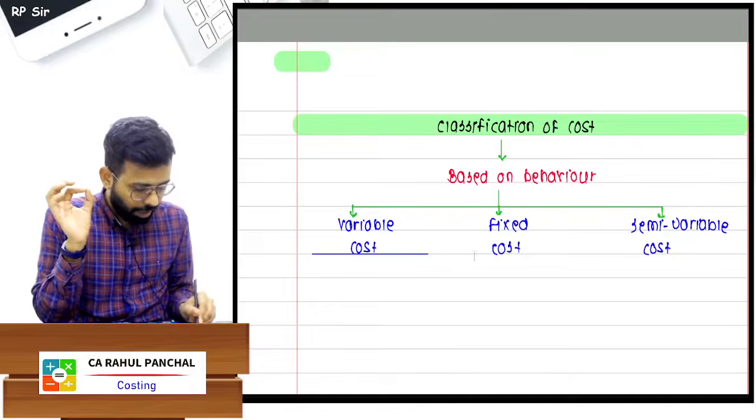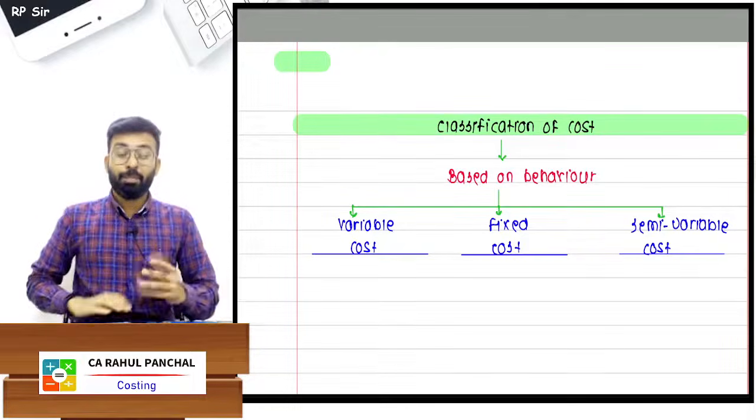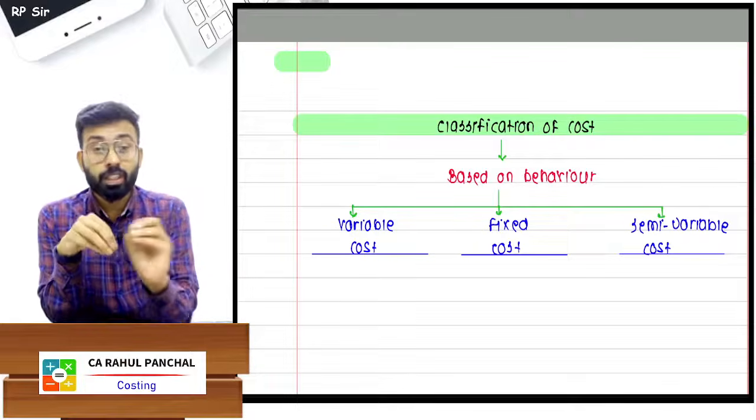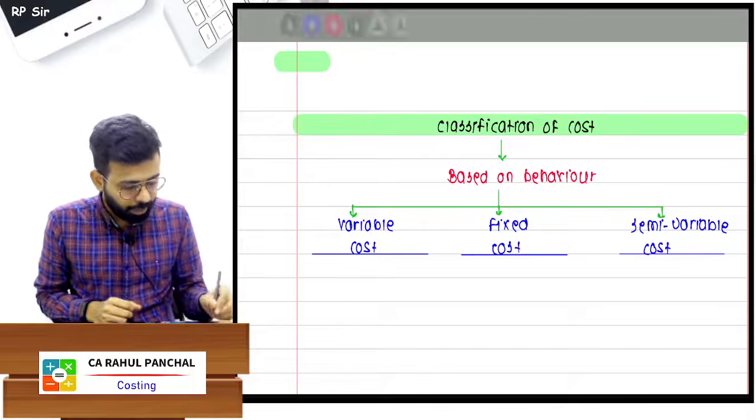I feel, I don't know why, but I feel that you know something about this. So would you like to explain something, sir, why this cost is known as variable cost and this cost is known as fixed cost? Please explain this.